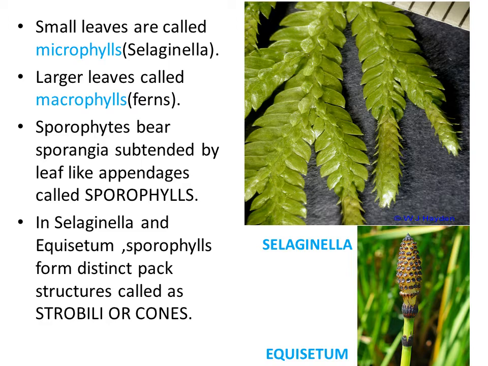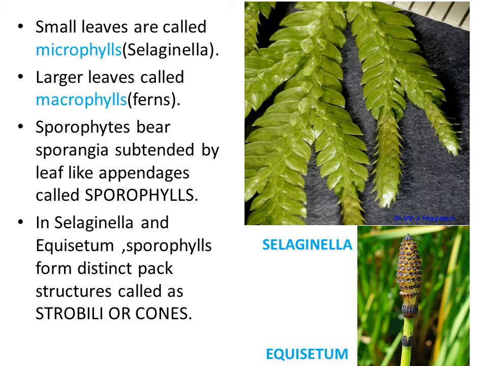Next, sporophyte. This sporophytic body bears the sporangia, in which the spores are present, and these sporangia are further subtended by some leaf-like appendages which are called sporophylls. Sporo means spores, phylls means leaves. So these are the leaves which are present outside the sporangia.